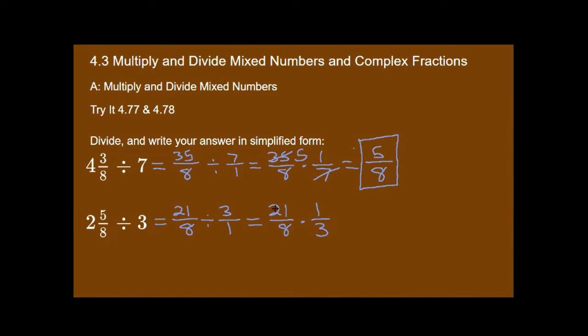And then 3, I can see that 3 goes into 21 evenly. So 3 goes into 3 one time, 3 goes into 21 7 times. 7 times 1 is equal to 7. 8 times 1 is equal to 8, and the answer to this one is 7/8.